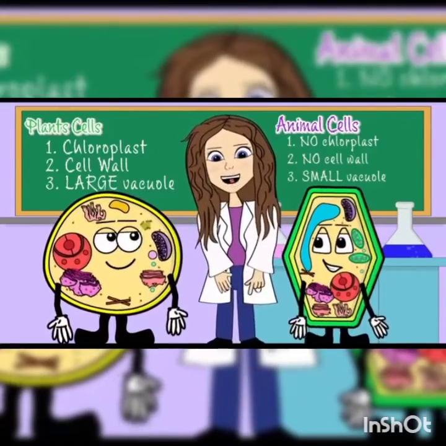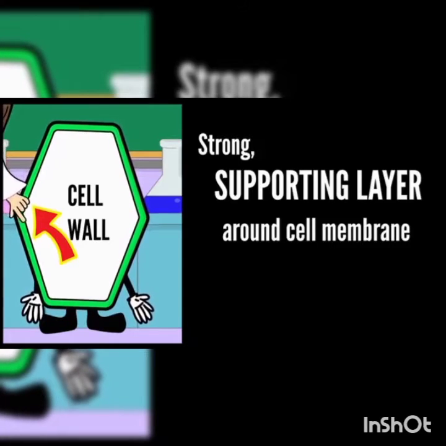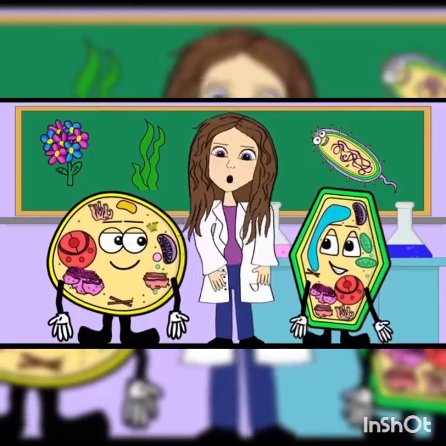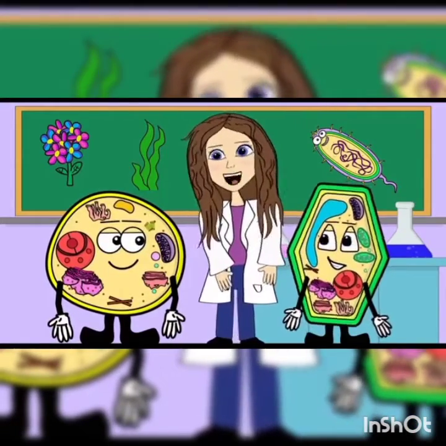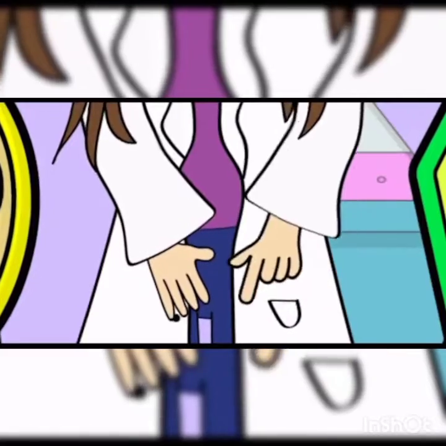Well, the second difference is you have a cell wall. This is a strong supporting layer around the cell membrane in plants, algae, and some bacteria. Think of it like skin. Why do humans have skin? It surrounds our body. What do you think its job is for our body?